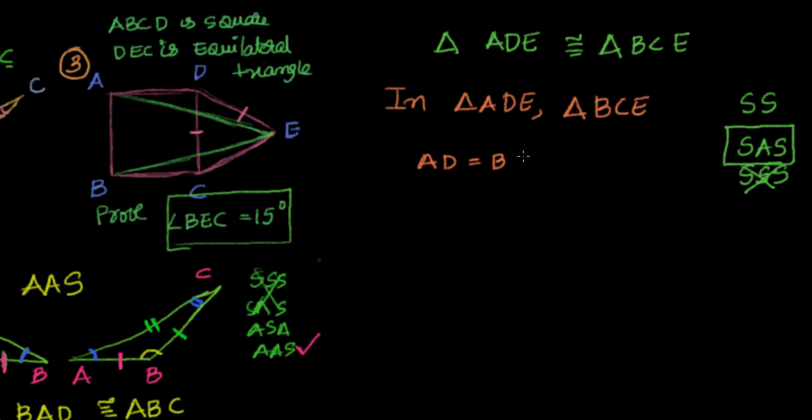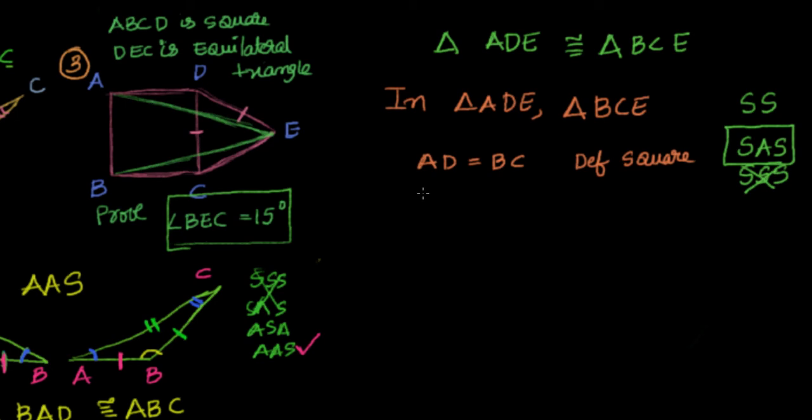Can you tell me what is the reason for that? That's a square property, the definition of square. A square will have all the sides equal. So I can say it as definition of square, or I can say square property, whatever you want to say. Okay, fine. Now what is the next one?